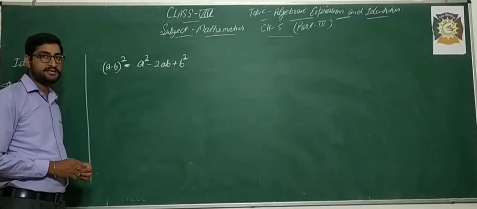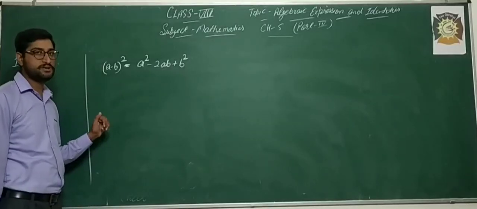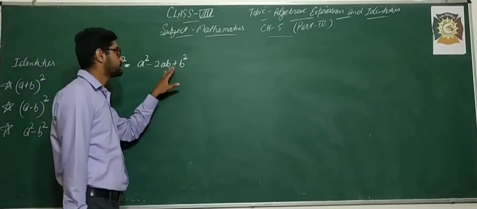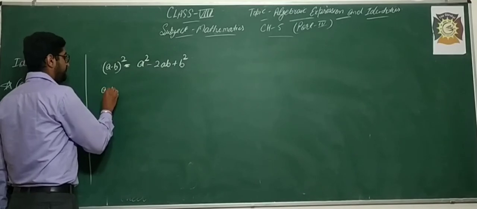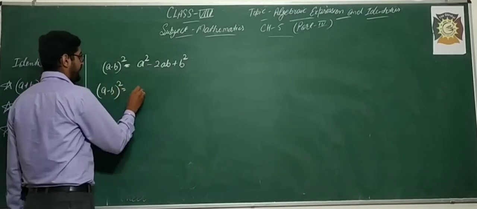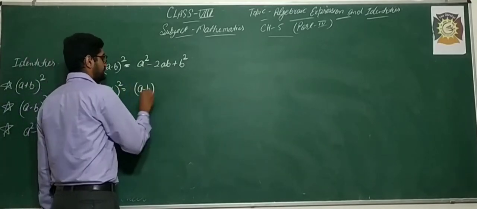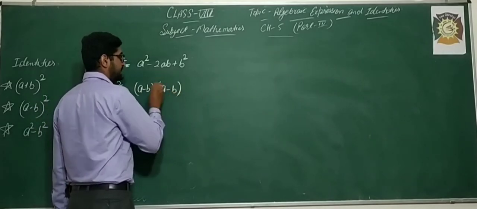Now the next identity is (a minus b) square, which is a square minus 2ab plus b square. We will write (a minus b) square as (a minus b) into (a minus b).